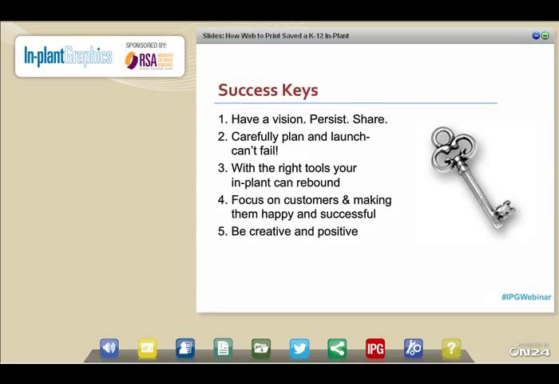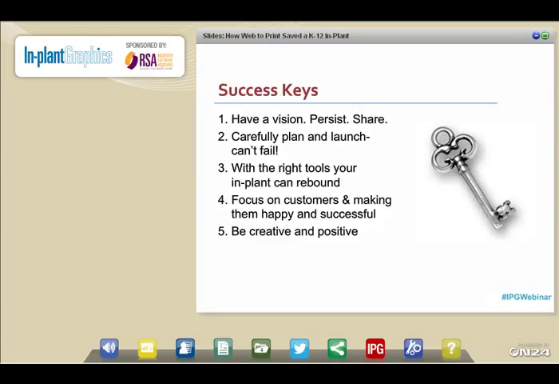So to us, our keys to success were: have a vision, be persistent, and share the potential savings and the benefits with as many people as you can. Carefully plan the launch. I can't stress that enough, take as much time as you think you need. Like I said, I had that year to work with, but it certainly could be done sooner. But the more time you have to plan and roll something out, obviously, the better. With the right tools, you can turn your implementation around as well.